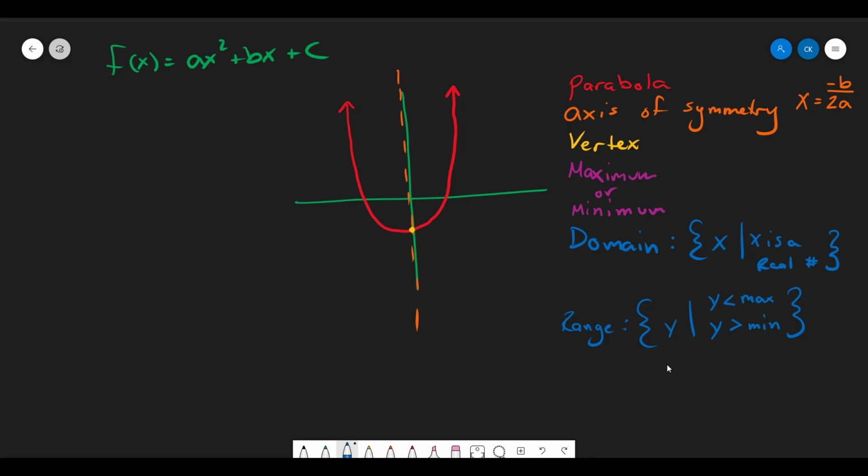Okay? So the domain is always x is a real number. The range will be y such that if it's a maximum, it'll be less than the maximum, and if it's a minimum, it'll be greater than the minimum. So these are the things that we're going to be looking at with all of our parabolas, with all of our quadratic functions. We need to know the axis of symmetry, where the vertex is, is it a maximum or minimum, what is the domain, and what is the range.